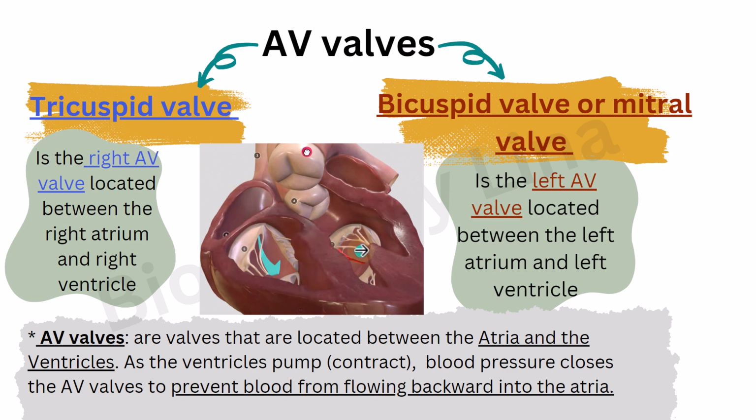What about if I asked the function of the bicuspid valve, or mitral valve, or left AV valve? The function of this valve is to prevent the flowing back of oxygenated blood from the left ventricle into the left atrium.